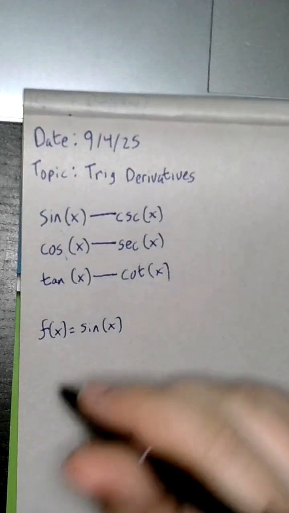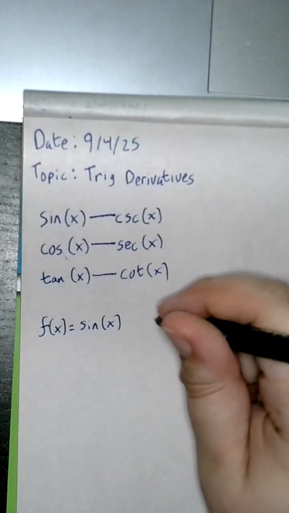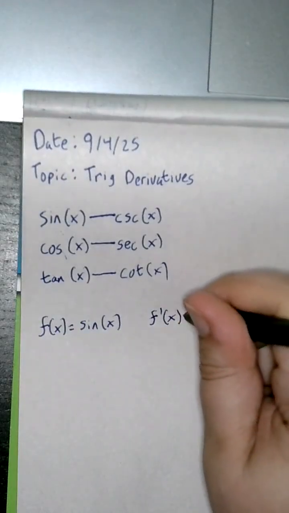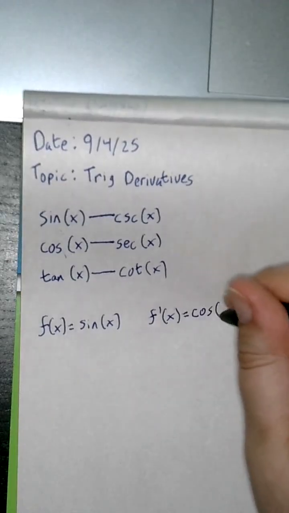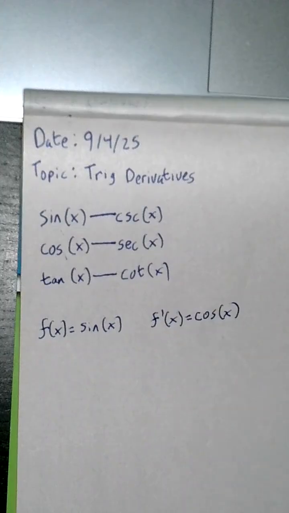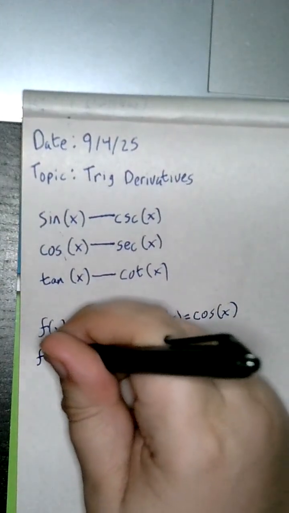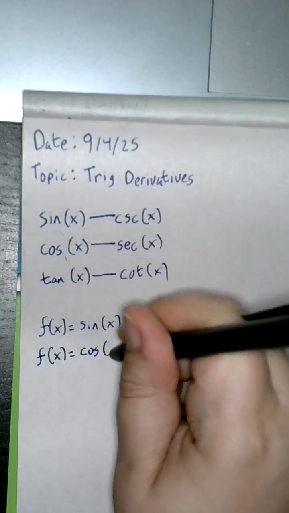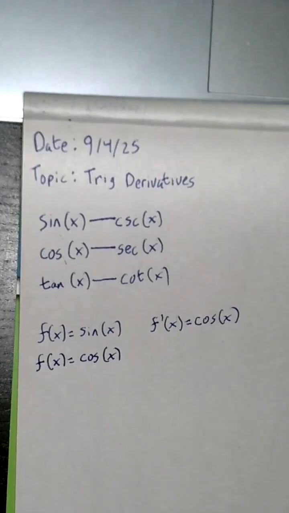So its derivative, I'll write the derivatives on the right. So f of x is sine, f prime of x is going to be cosine. That's right, MP. That is absolutely right. Very good. And then if f of x is cosine of x, I needed this refresher. I just started Calculus 2.